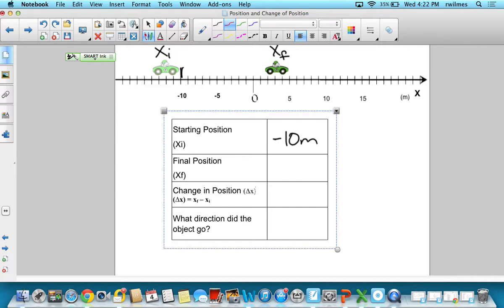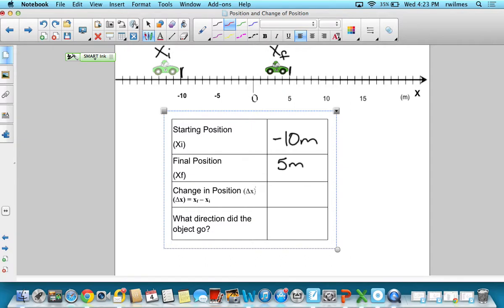Now it makes sense if I come here and look at my final position. If I were to use, say, the back tire as my marker for where that car was, you can see how that would throw off my measurement. I need to be consistent with whatever I use for my measurement. I'm going to use the front of the car. So from the front of the car, you can see that the final position is at 5 meters.